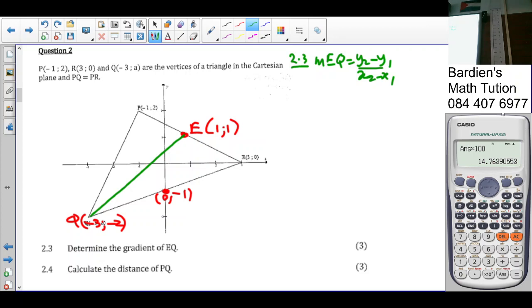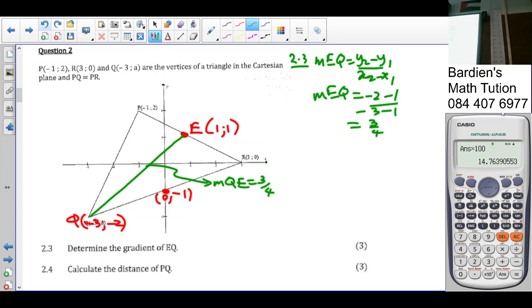Again, without doing any calculation, we know that EQ has to be a positive gradient because the graph is increasing. That's a straight line. So if that is x1, y1, x2, y2. I'm just taking it away because I don't want to mess too much on the diagram. So the gradient of EQ is equal to minus 2 minus 1 over negative 3 minus 1. That's going to give you negative 3 over negative 4, which is 3 over 4, which confirms that the gradient is positive. So I'm going to fill that in there. So the gradient of EQ is 3 over 4.